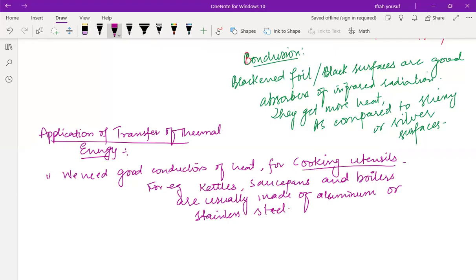Okay. The second thing, you must have seen the PCBs, right?